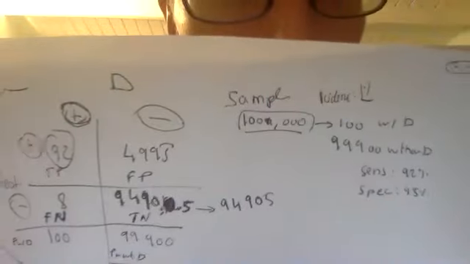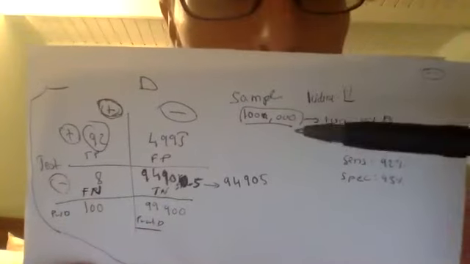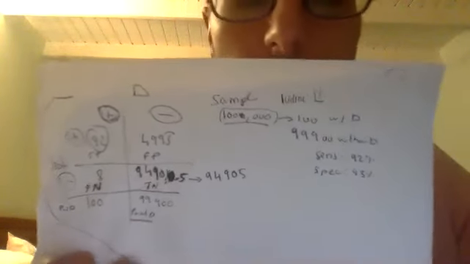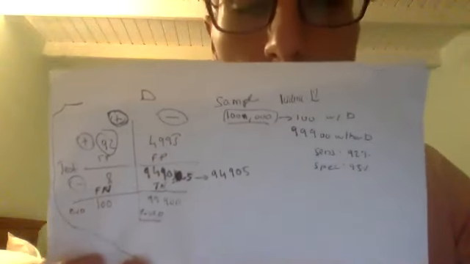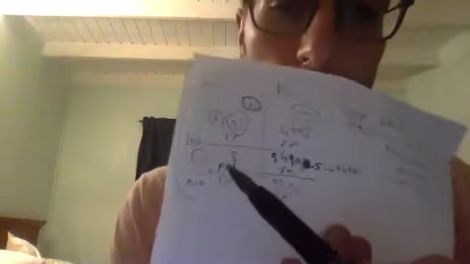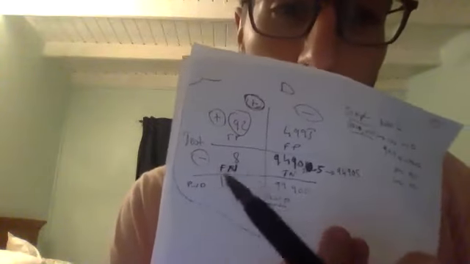Okay. So for the contingency table, I took a sample of 100,000, as you can see here, and multiplied it by the incidence to get the number of people with the disease. Now to get the true positive, I multiplied the number of people with the disease by the sensitivity and got 92. To get the false negative, I just subtracted that number from 100 and got 8.